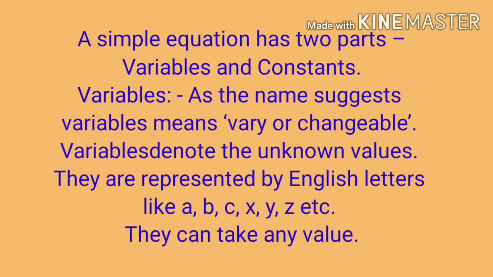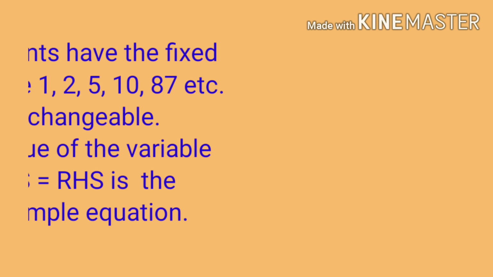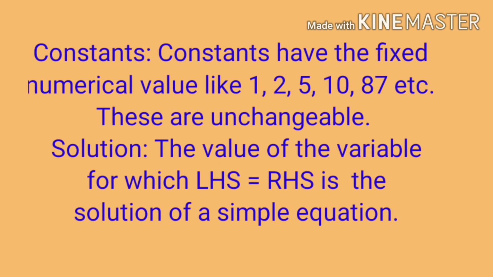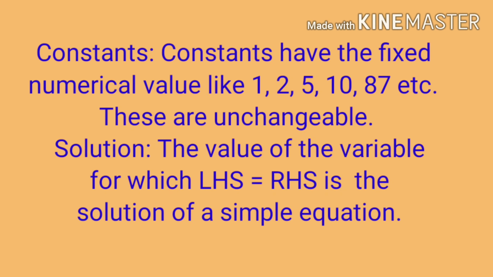A simple equation has two parts: variable and constant. Variables, as the name suggests, means vary or changeable. Variables are not unknown values; they are represented by English letters like A, B, C, X, Y, Z. Constants have a fixed numerical value like 1, 2, 5, 10, 87, etc. These are unchangeable. The value of the variable for which LHS equals RHS is the solution of a simple equation.